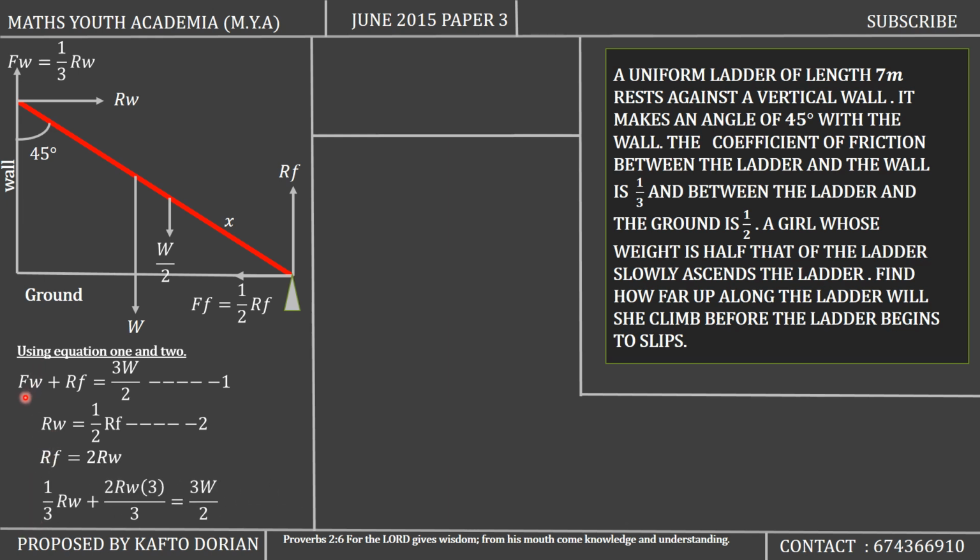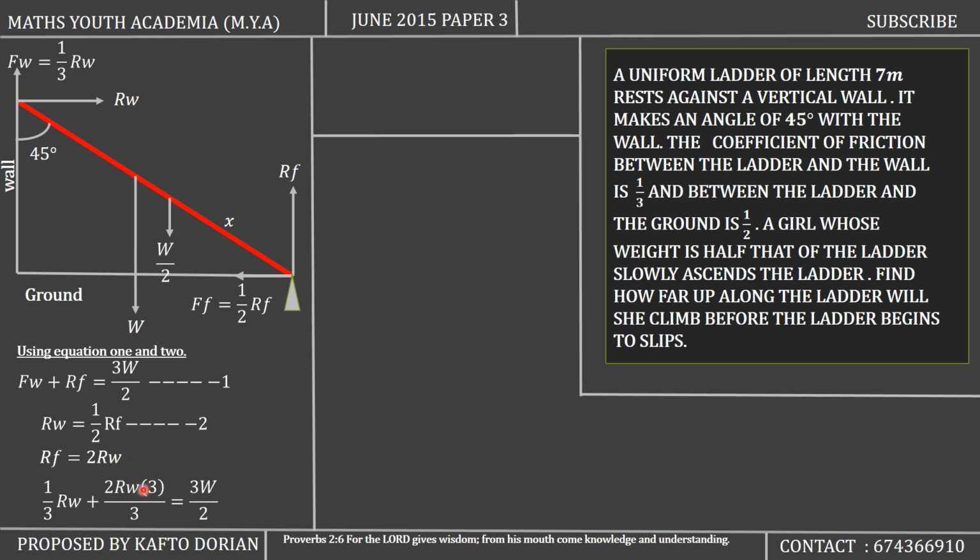Okay, the frictional force of the wall is calculated as such: the coefficient of friction between the ladder and the wall, which is 1/3, times its normal reaction force, which I will substitute in this equation here, plus the normal reaction force of the floor, which is 2 times the normal reaction force of the wall. I multiply by 3 and divide by 3. This can cancel out, so I still remain with the same thing.